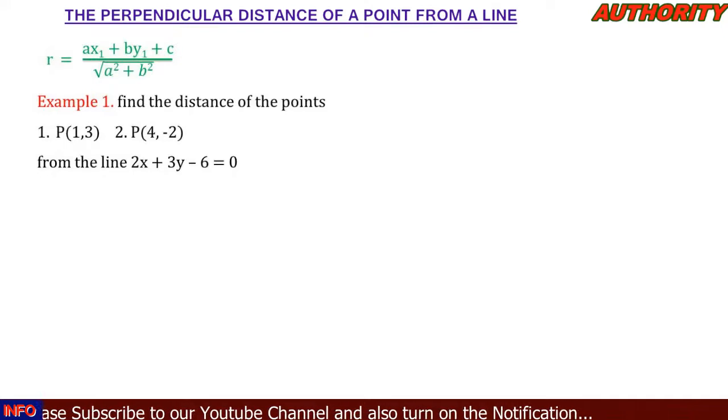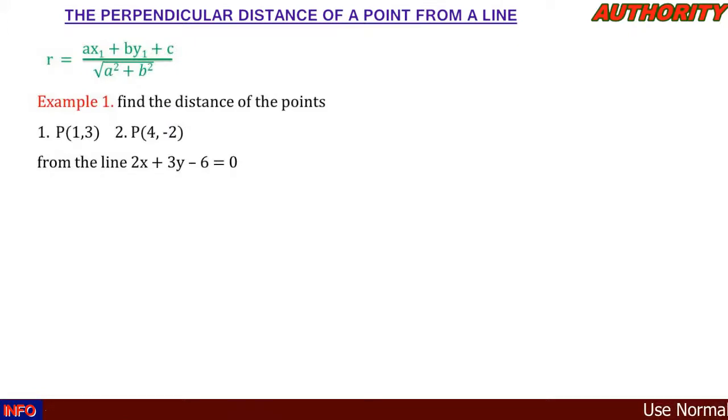Okay, so we have 2x plus 3y minus 6 equal to 0 as the equation of a line. The equation of a straight line is y is equal to mx plus c, equal to 0. All right, now let's go.